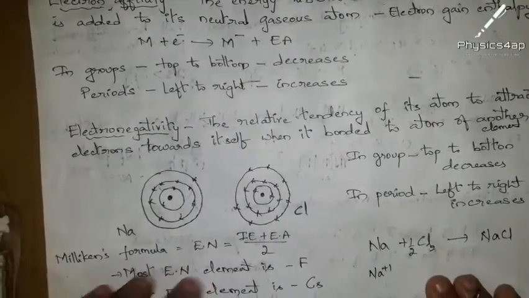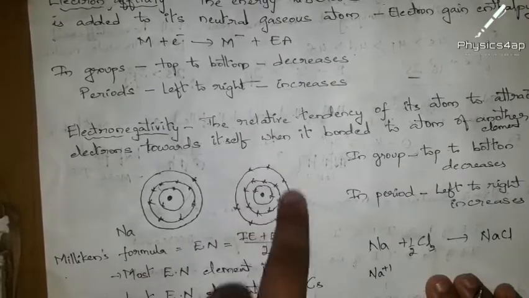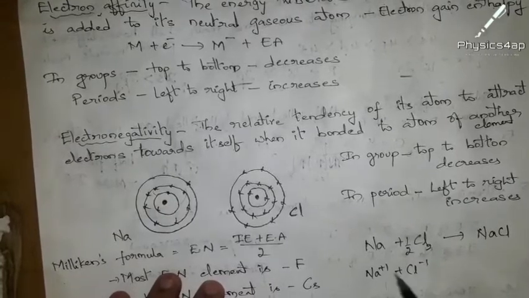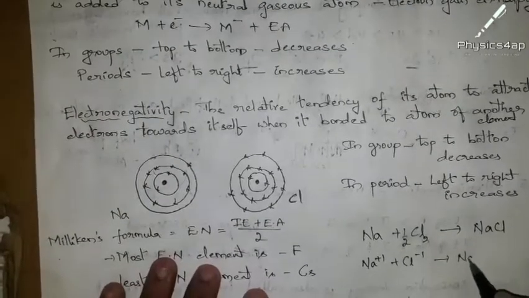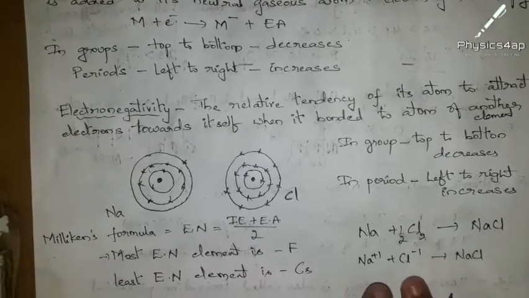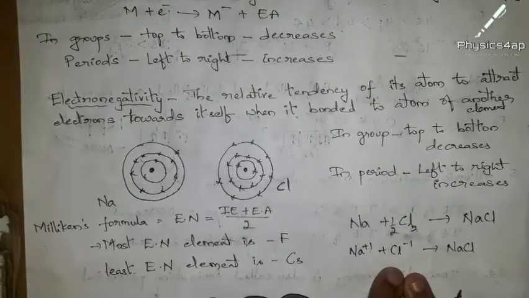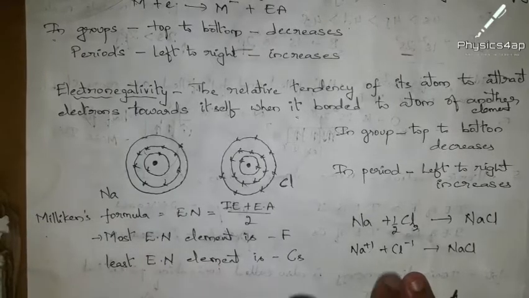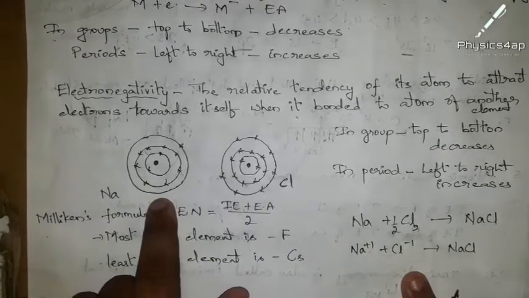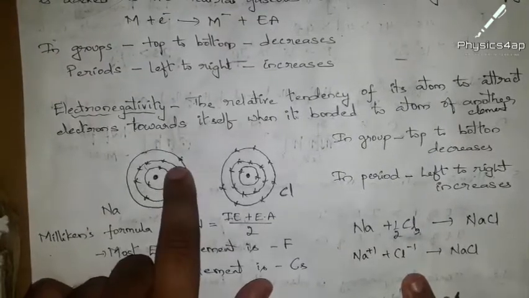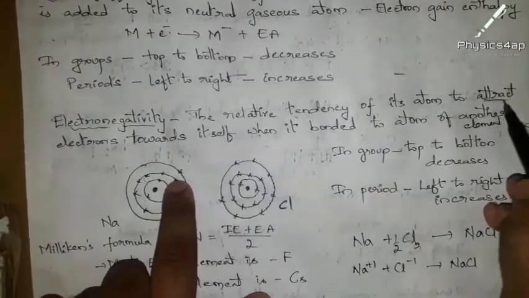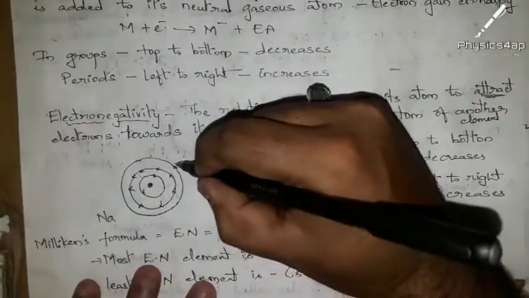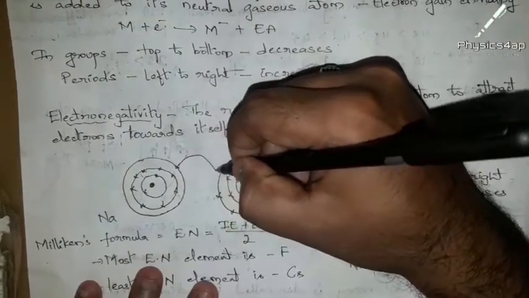Now how does this chlorine get an electron? It doesn't get an electron from any other shops or any other friends or relatives. It gets the electron from the sodium. That is, the electron which is present here gets attracted. What is the definition of it? It gets attracted towards itself. The electron present in the sodium gets attracted to the chlorine. As chlorine needs an electron, it will attract the electron from the other atom which is coming to bond with it.